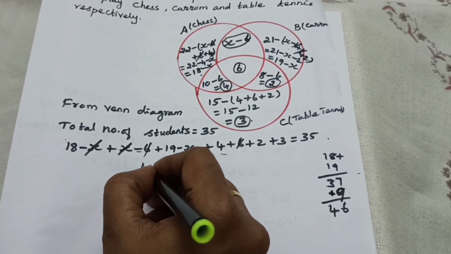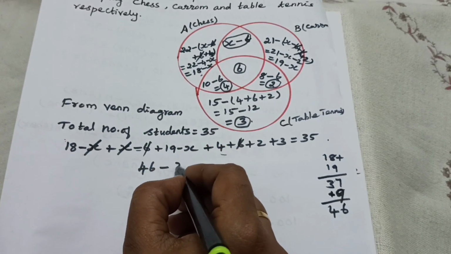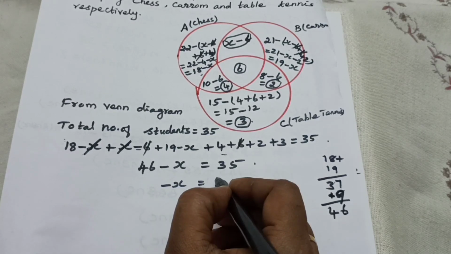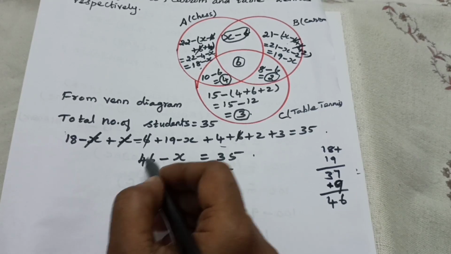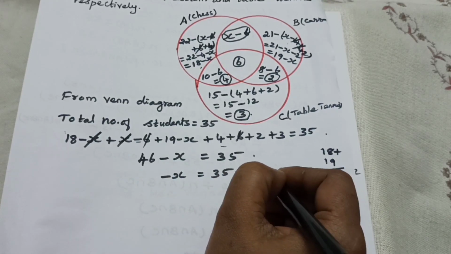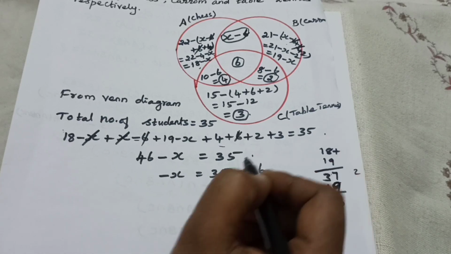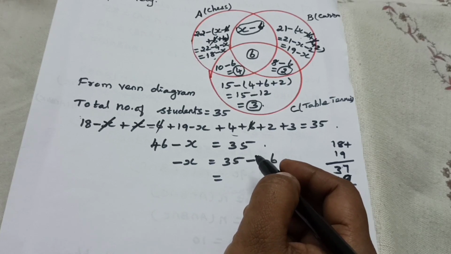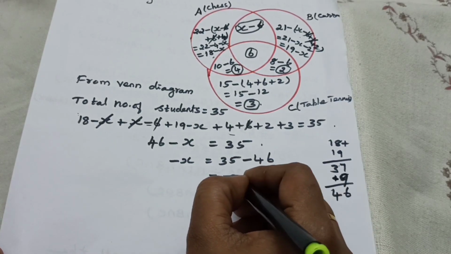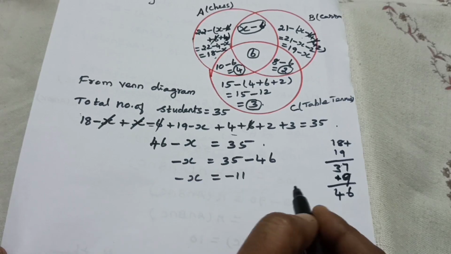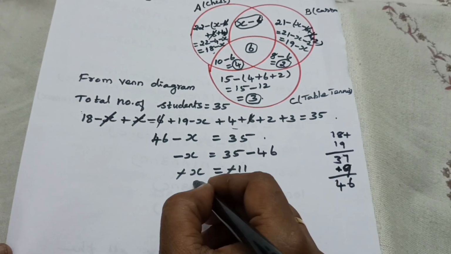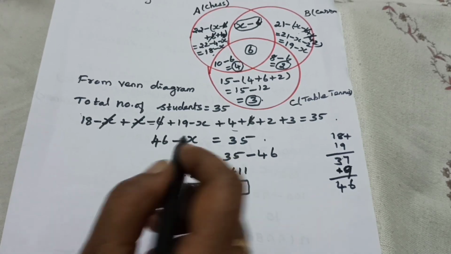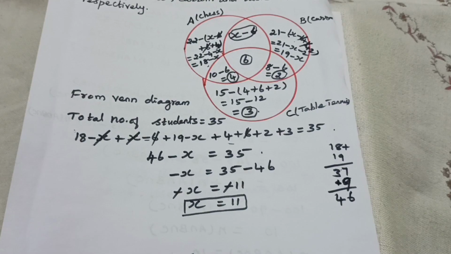Then 46 minus X equal to 35. Okay, therefore minus X is equal to 35 minus 46, because this 46 goes to the other side and the sign changes, isn't it? 35 minus 46 is minus 11, isn't it? Minus X is equal to minus 11. This minus we can cancel, therefore X equals 11. Have you understood? Then here we got this answer.